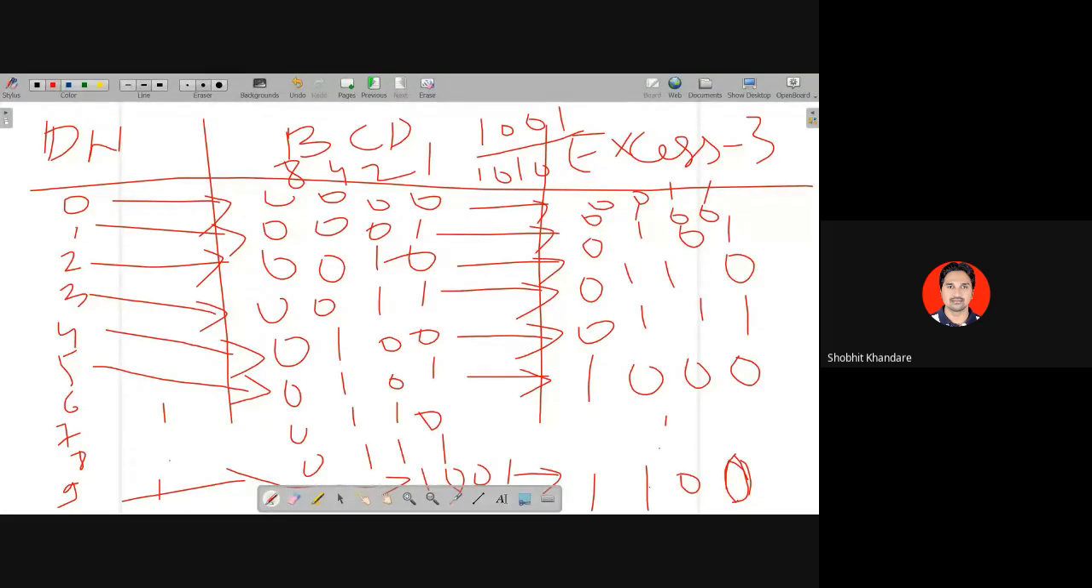But in actual sense, when we talk about XS3, it follows your binary code. Let me explain how. Suppose I take an example, see on your screen now, the decimal number 6. If I want to get the XS3 of 6, then 6 plus 3 gives you 9. So how is 9 written? I have written it here, 1001.